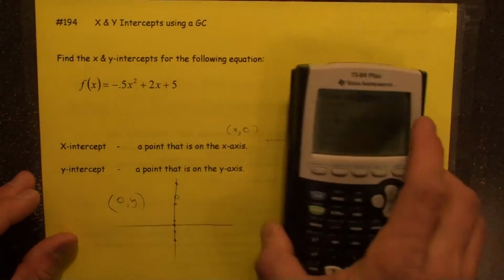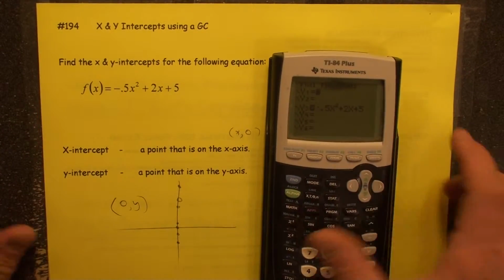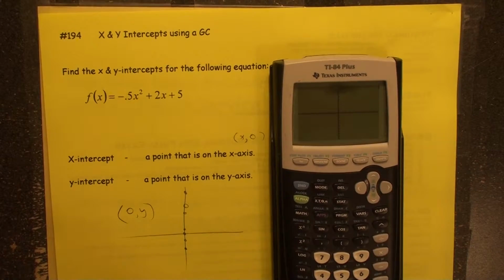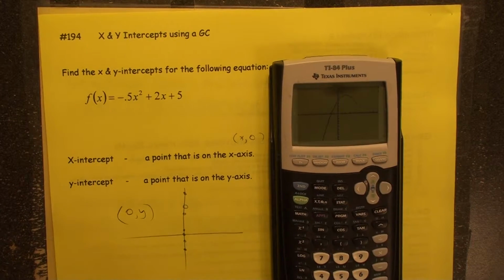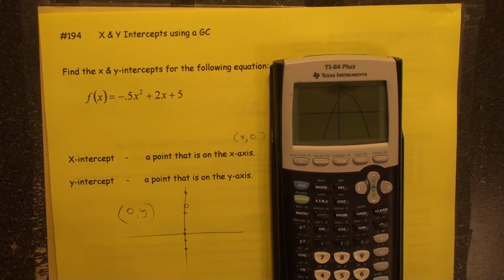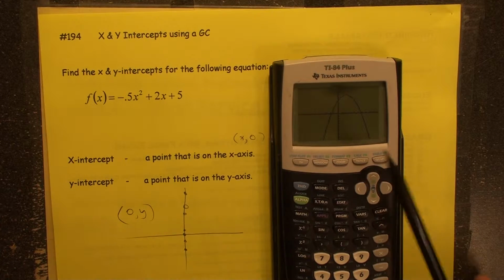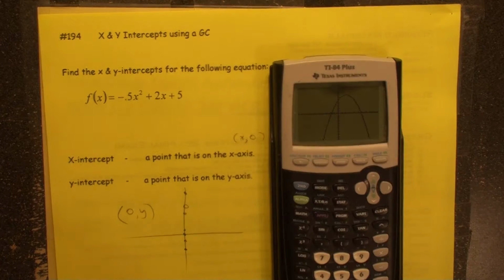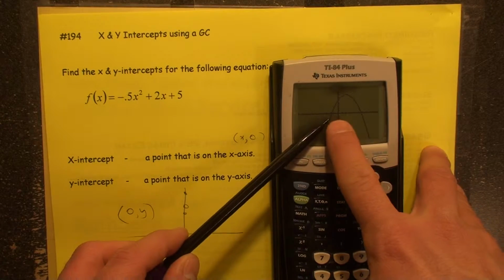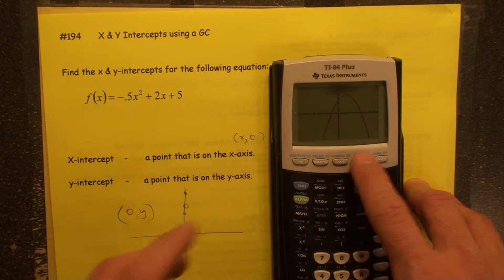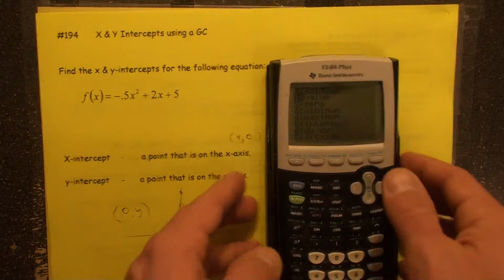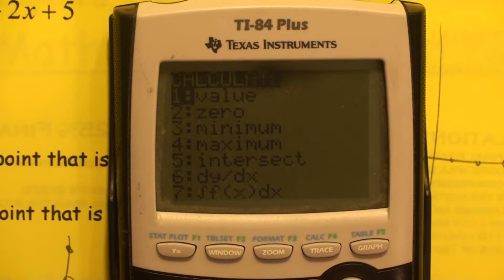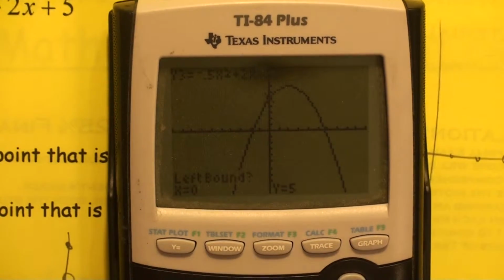Now, using the GC, go ahead and throw that in there. We're going to do zoom standard, zoom 6. That takes us plus or minus 10 on the domain and range. To find the X-intercept, hopefully we understand that there are two X-intercepts we're referring to. We're going to find this first X-intercept right here. We're going to open the calculate menu by pressing second trace. Then let's zoom in so we can get a good feel for what's happening. We're going to go down to the 0, which is choice number 2.